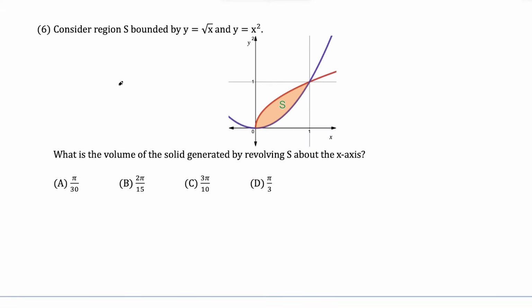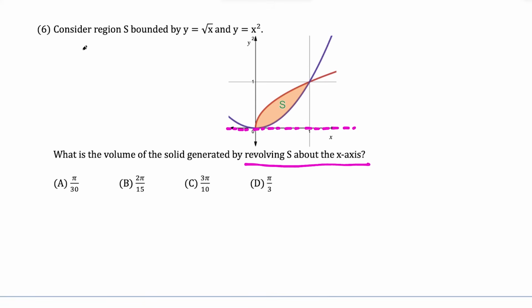Question 6, consider region S bounded by y equals square root x and y equals x squared. And we want to know, what is the volume of the solid generated by revolving S about the x-axis? So for questions like this, the first thing I like to do is highlight the axis that I'm spinning around. So in this case, we're spinning around the x-axis.